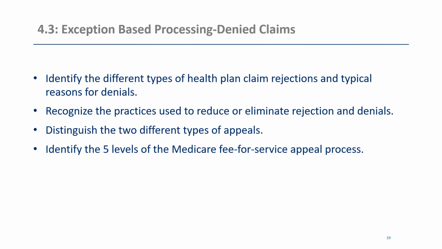We're going to move on to exception-based processing: denied claims. We're going to identify the types of health plan claim rejections and typical reasons for denial, recognize the practices used to reduce or eliminate rejections and denials, distinguish the two different types of appeals, and identify the 5 levels of the Medicare fee-for-service appeal process.